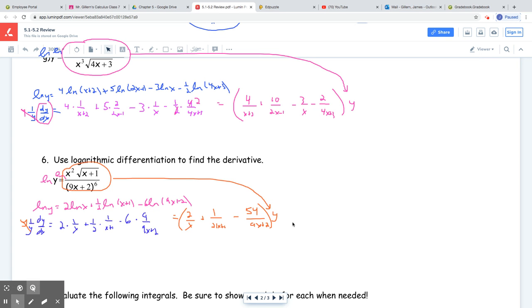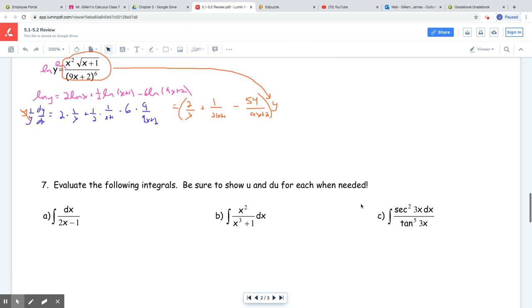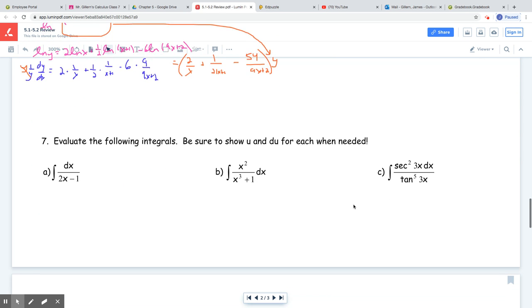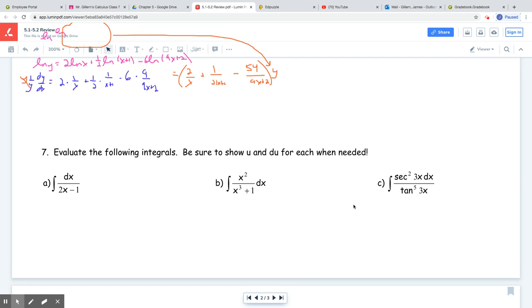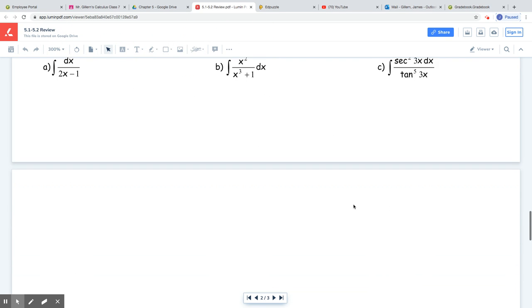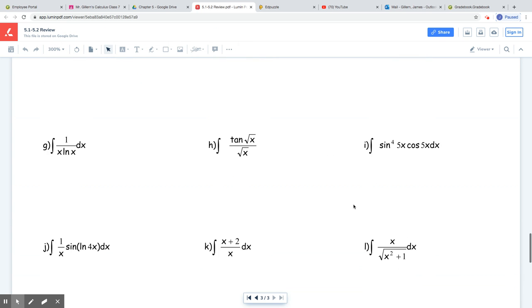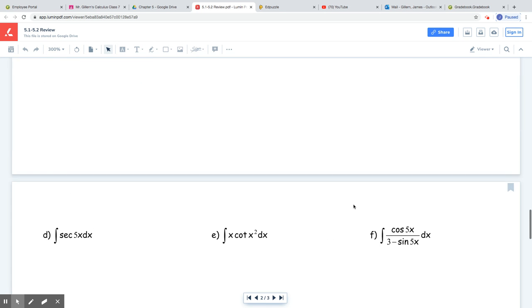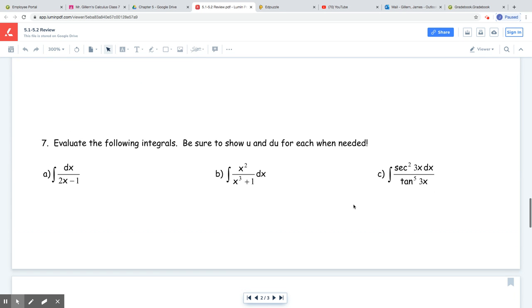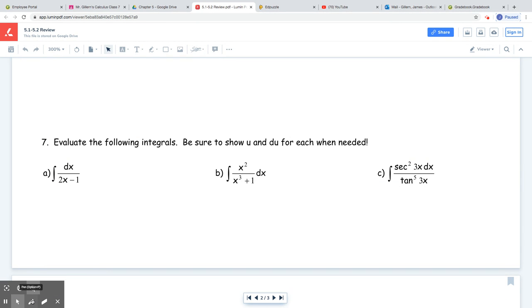All right, in the last section, number 7, these are all your integrals. I'm sorry, not derivatives, integrals. There is a lot on here. There will obviously not be this many on the quiz, not nearly this many at all. But these are the types that you want to make sure that you know how to do. If it's one where you don't have to use u, I think you guys are pretty good at noticing you don't have to use u.